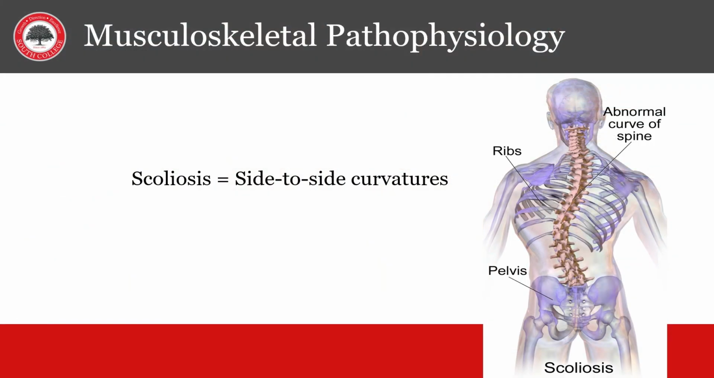Scoliosis is where the spine deviates sharply to one side. This can cause a hunchback appearance, but can be corrected by braces or surgery.